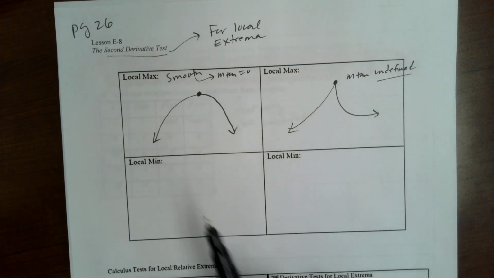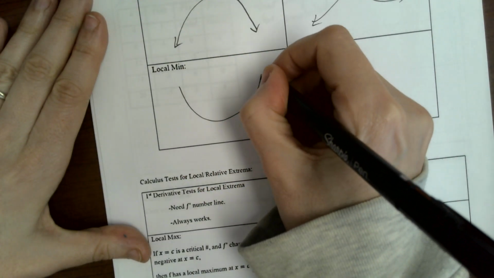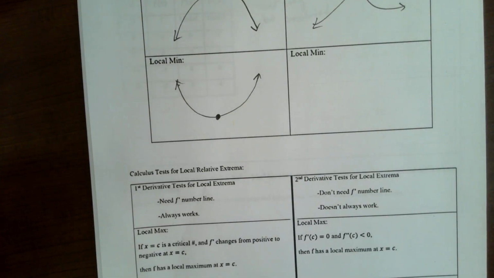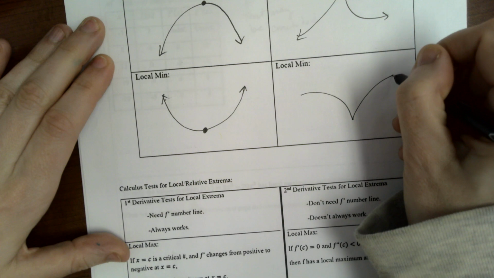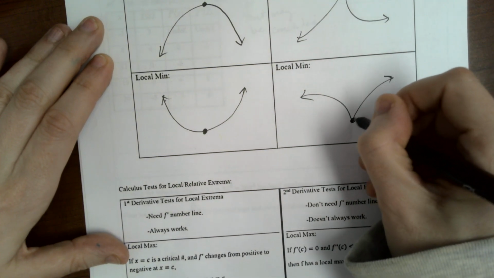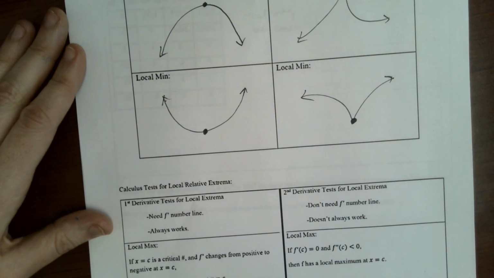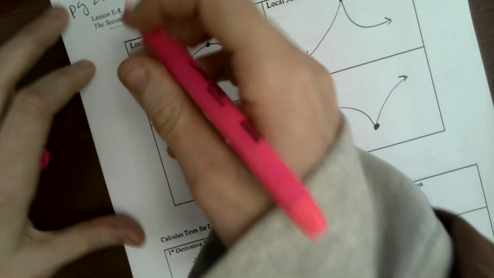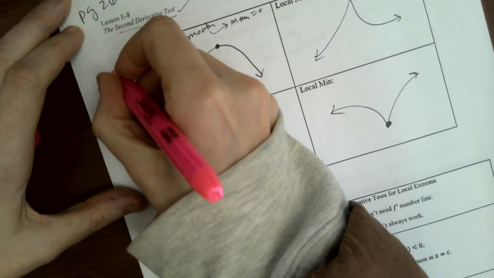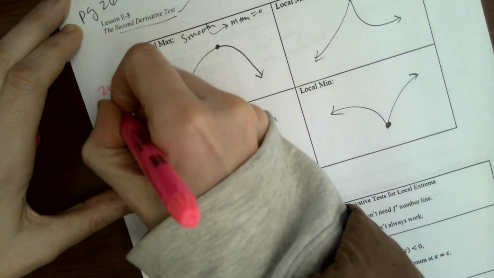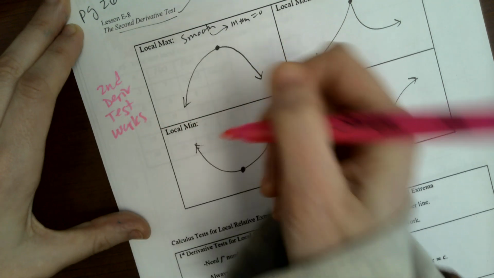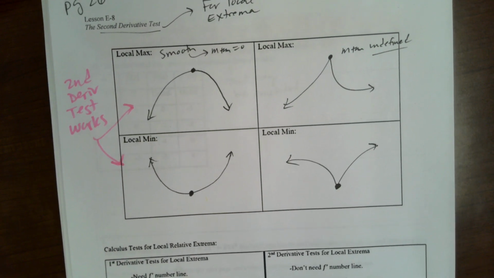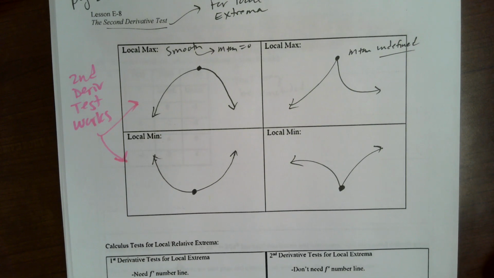Local min, similar situations. You could have a smooth local min, in which case you will be able to use the second derivative test, or you could have a local min that looks like that, where you can't use the second derivative test. So maybe we should write that down. The second derivative test will work for those, and on the other side it won't work.